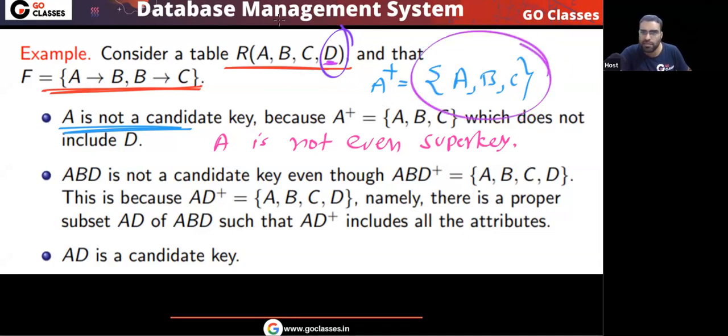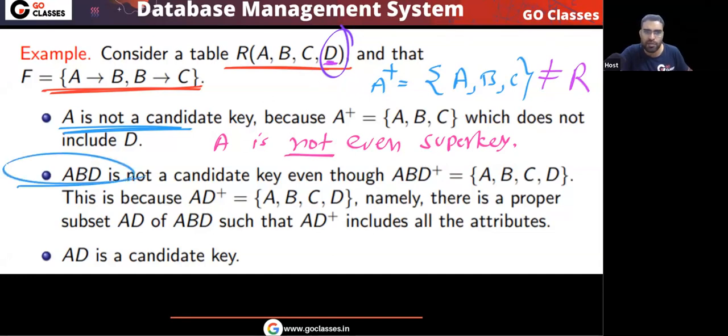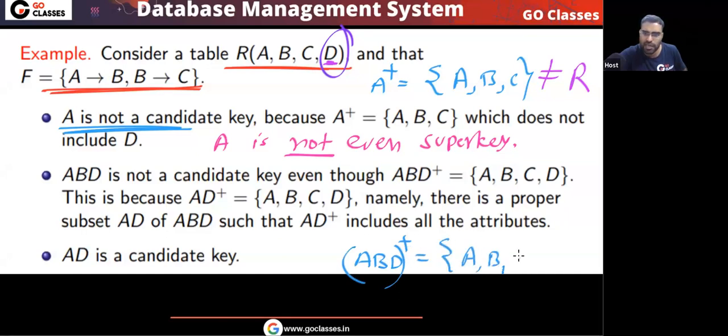The closure of A is ABC. The closure of A is not the same as R. So A is not even a super key, and if it is not a super key, it is not a candidate key also. What about ABD? Can it determine everything? Yes, ABD can determine ABD, and B can determine C. So that is equal to R. You got R, so this is a super key.